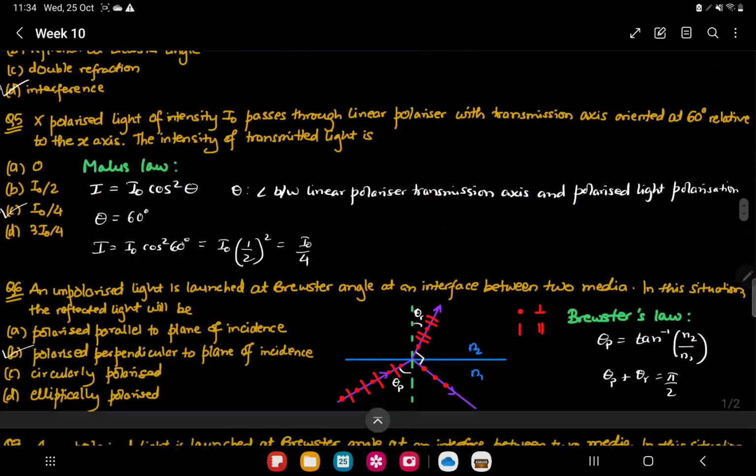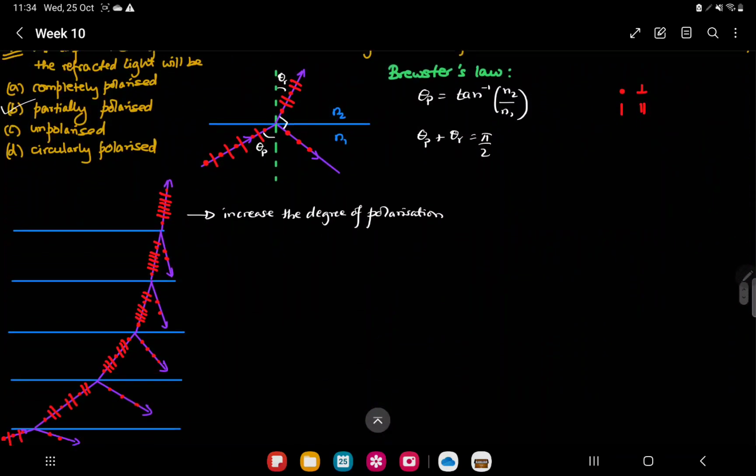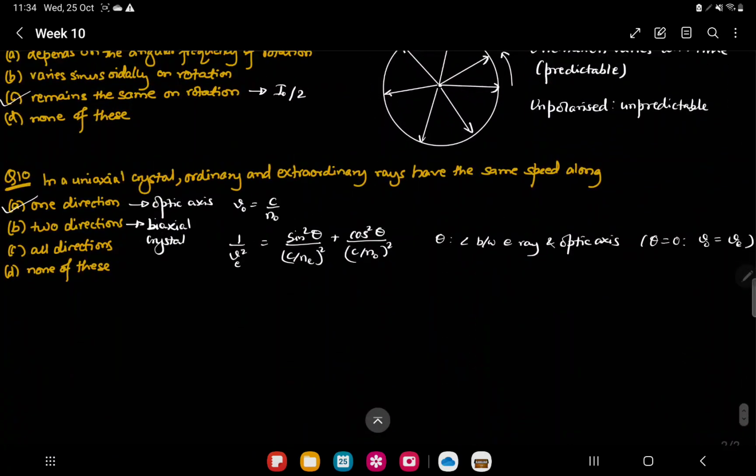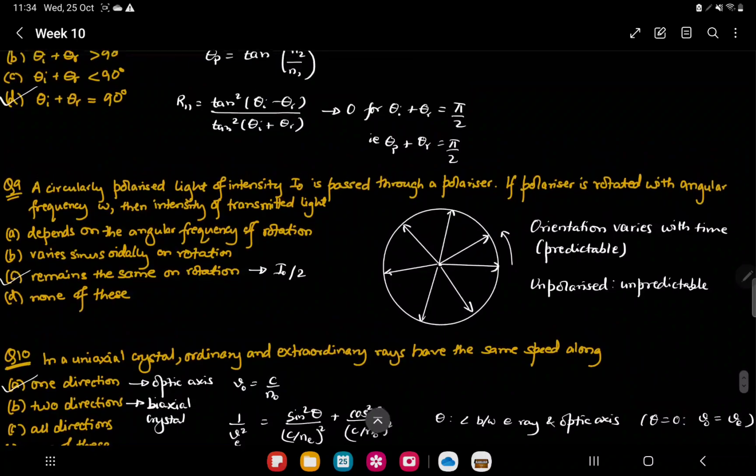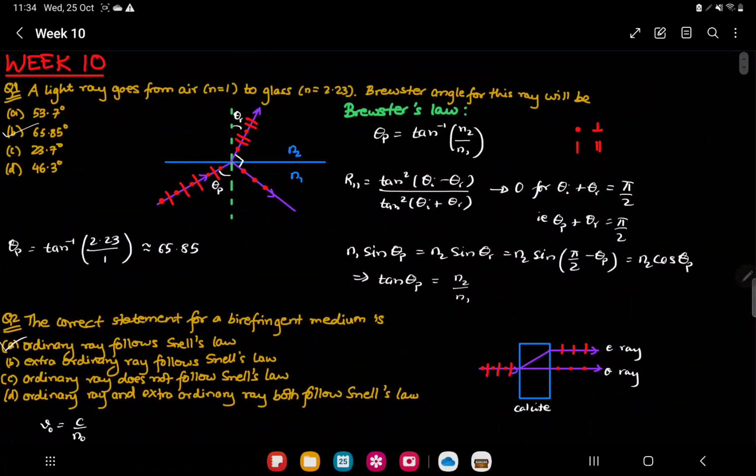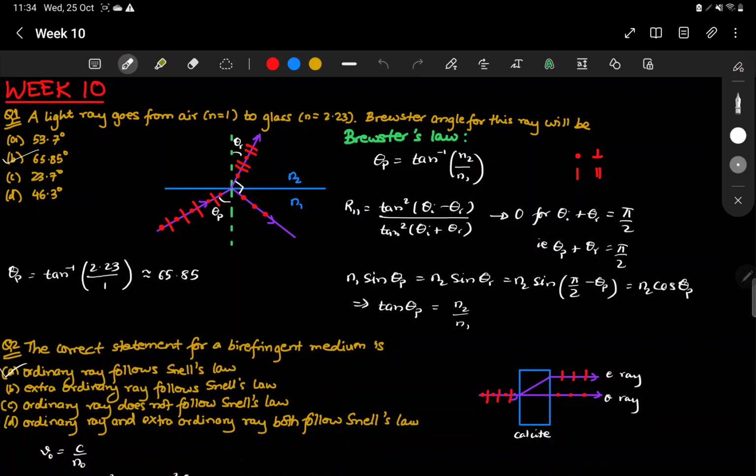In week 10, we were introduced to concepts of polarization, Brewster's law and Malus law, and also birefringent crystals. Brewster's angle is tan inverse n2 over n1, where n2 is the refractive index of the second medium and n1 is the refractive index of the first medium. At Brewster's angle, the reflected beam is completely polarized with polarization perpendicular to the plane of incidence.